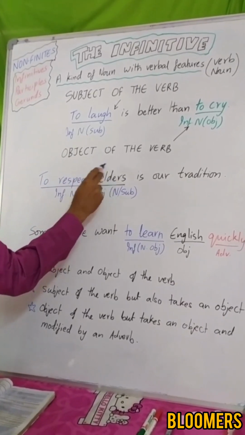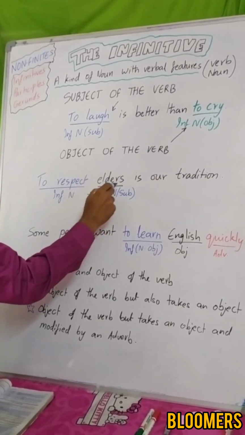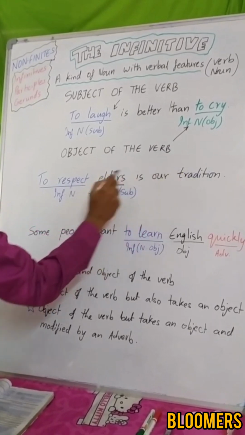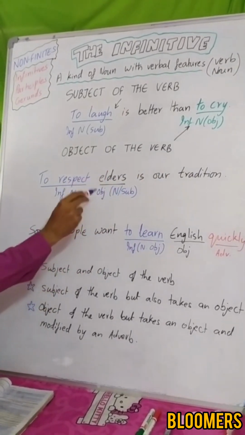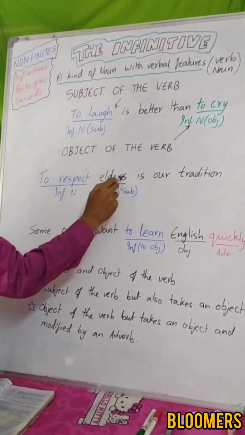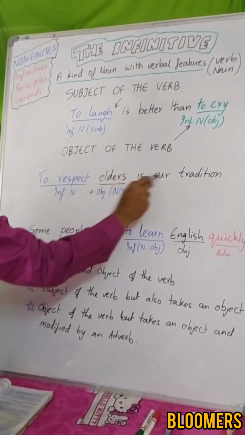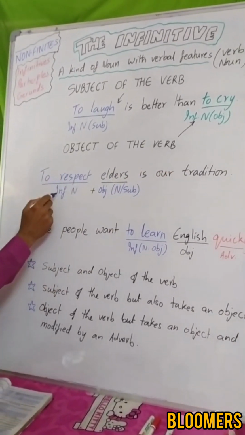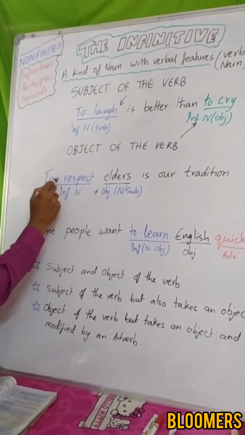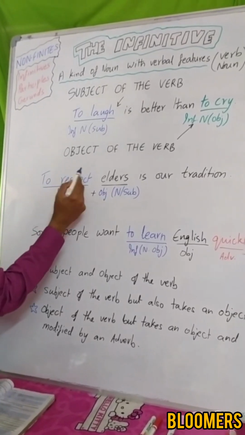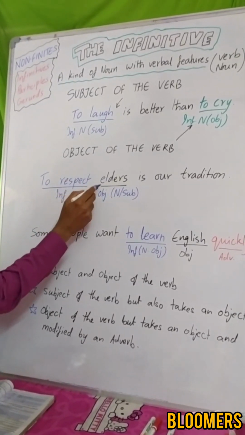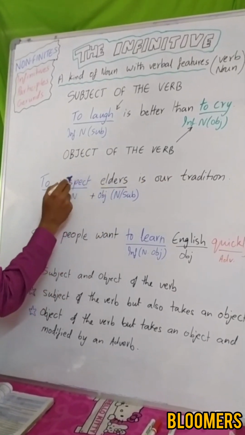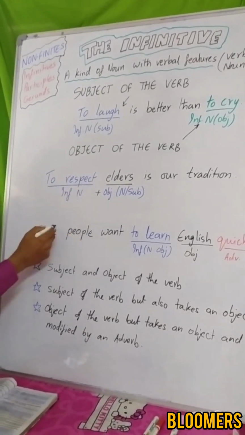So in this sentence, the finite verb is, and elders is the subject: elders is our tradition. But this sentence is unfinished. It seems to be meaningless, although grammatically it is placed correctly. So to make this sentence meaningful, I am using an infinitive: to respect elders. Here, to respect is an infinitive which takes the object elders, which is the ordinary subject here as a noun, at the beginning of the sentence, and becomes the object of to respect. So this is another way the infinitive works.